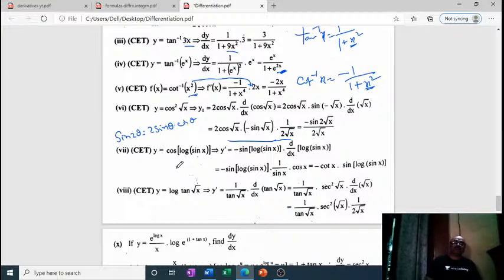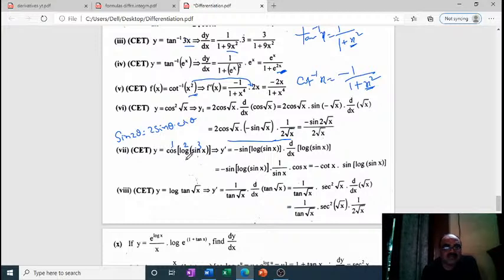Next one, cos of log sine x. See, first function, second and third. There are three. So what is differentiation of cos? Minus sine x. Minus sine x into log of sine x, like that.